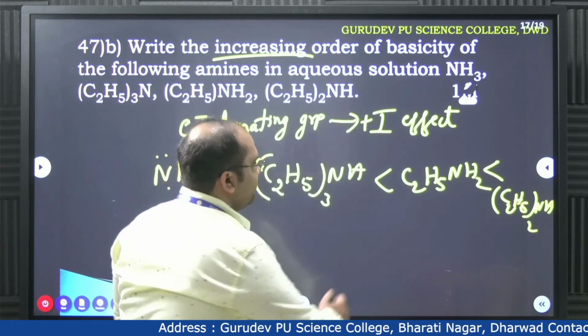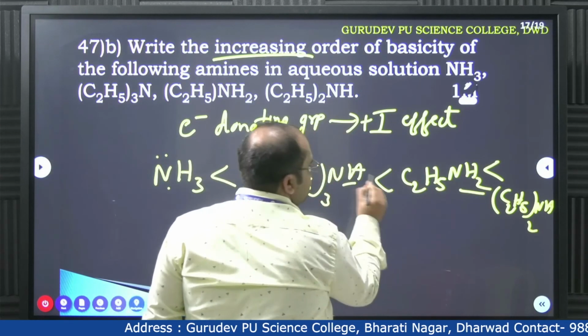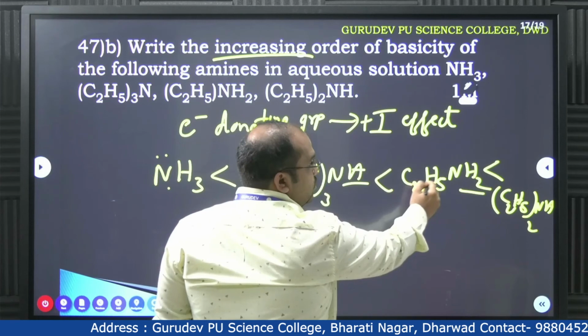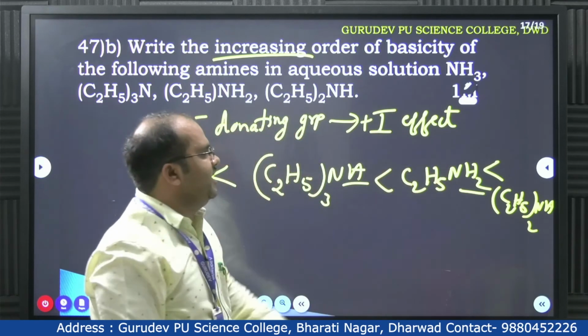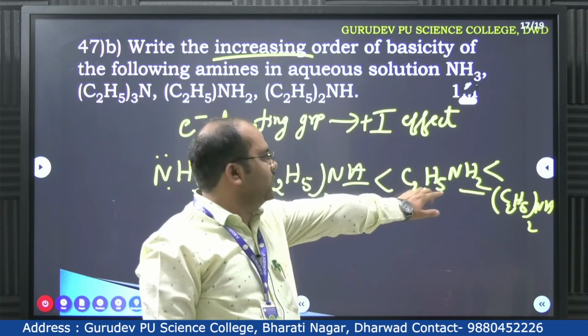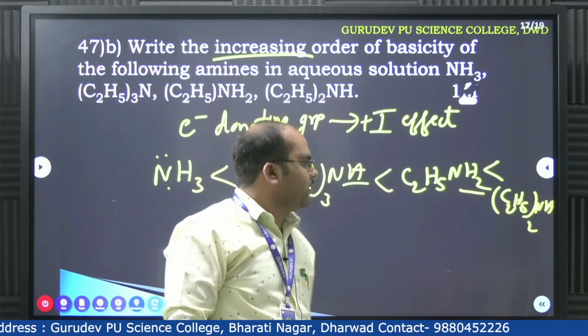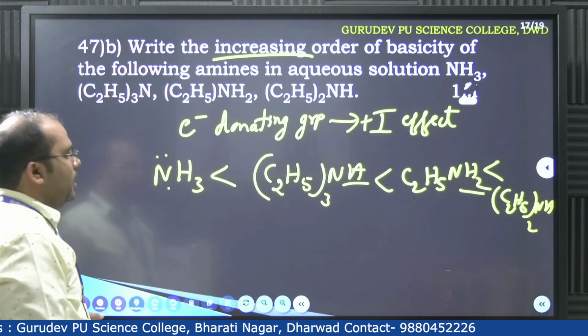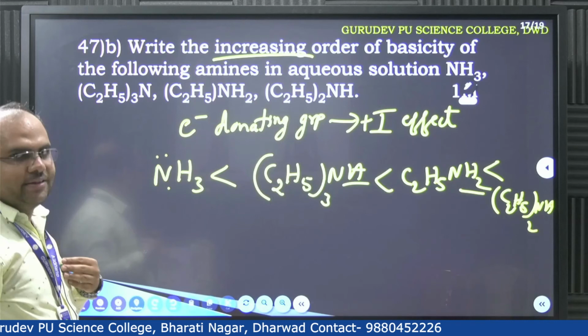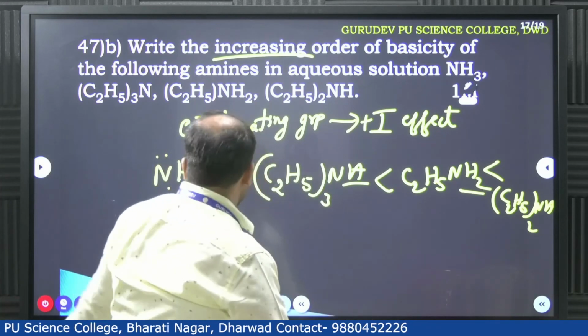Then there is a difference in the hydrogens, NH and NH2. Even though the ethyl group is less in number, it takes the next position, and at last the one with two ethyl groups takes the final position.